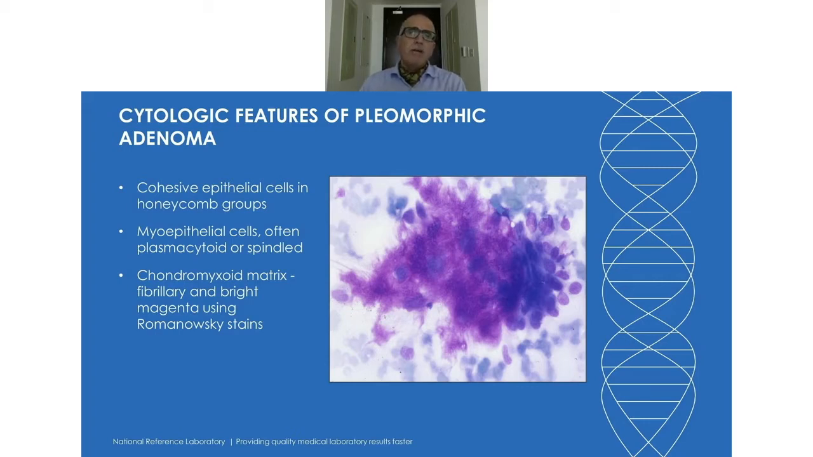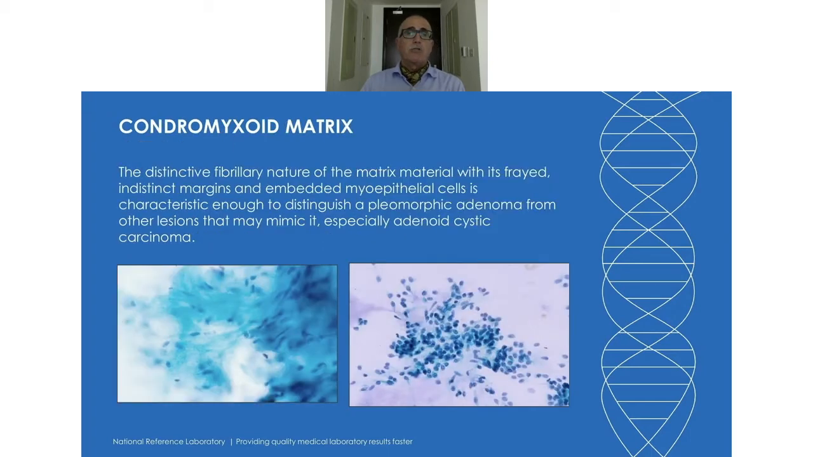in which this metachromatic material is, however, very fibrillary and not well defined, while instead the cells are both either plasmacytoid or spindle, and they usually have more cytoplasm than in either basaloid lesions or adenoid cystic tumors. Chondromyxoid matrix is not as well visible in Papanicolaou. You can see here a nice example.